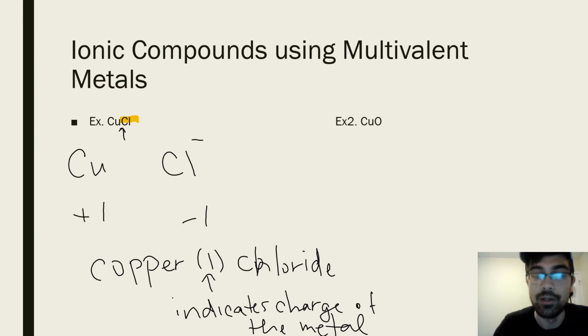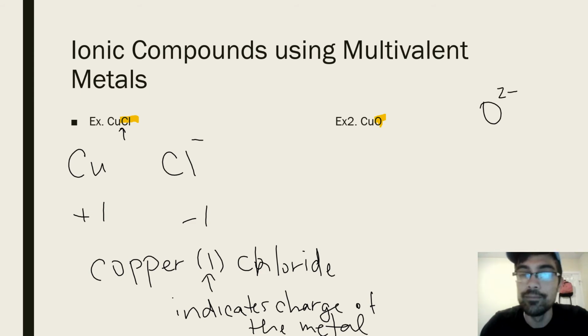Is it +1 or is it +2? So again, like I mentioned, look at the one we do know about. In this case, it's oxygen. Oxygen has a -2 charge. We only have one of them, so that means the total negative charge is -2.